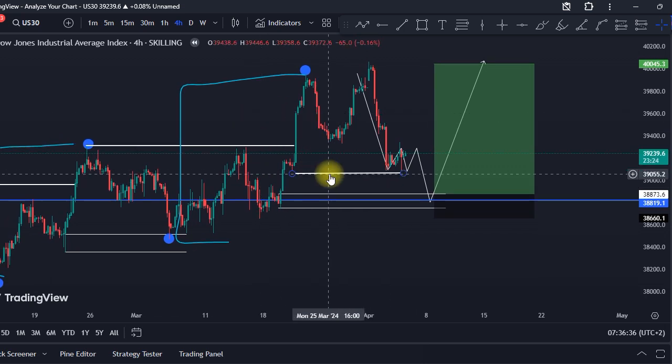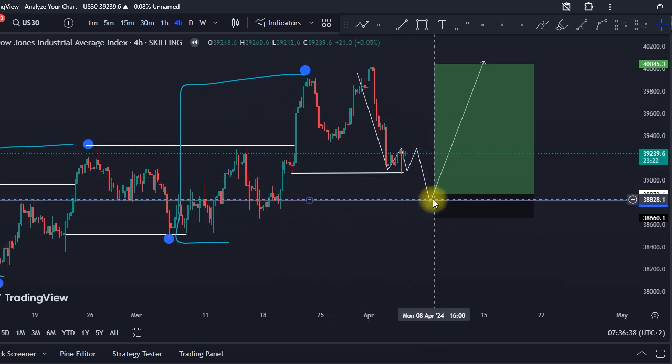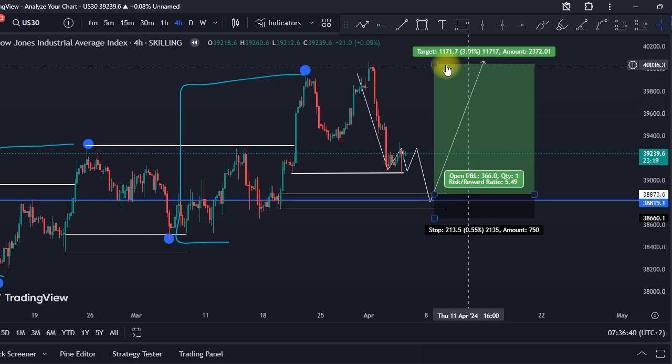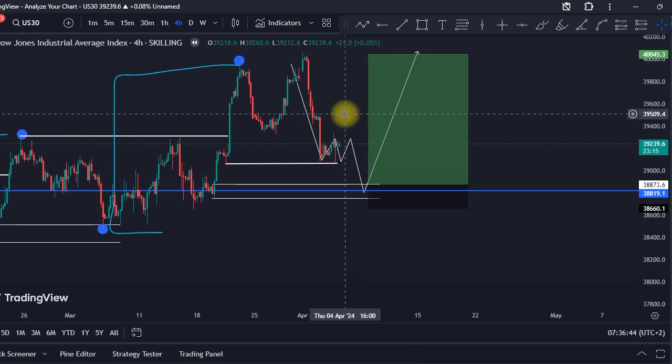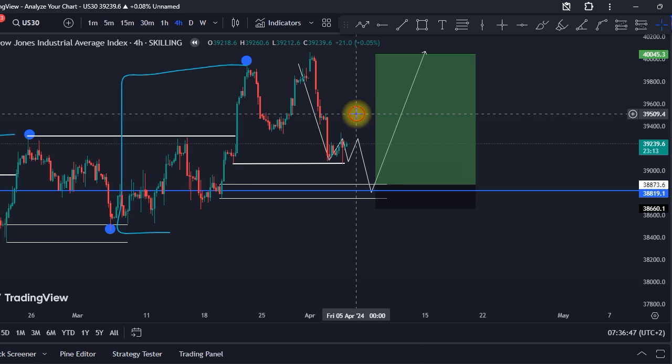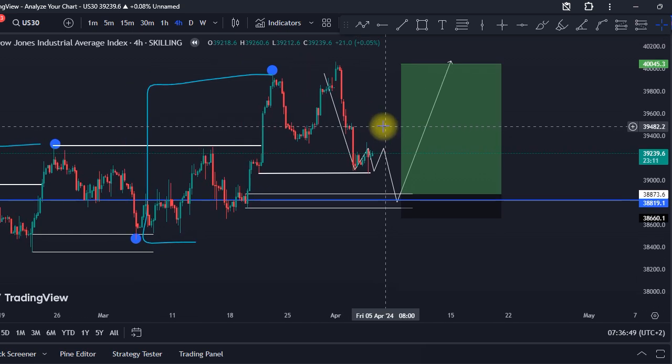I think people should look for buying opportunities from this level all the way to the upside, and then you can hold this trade. I think it can play out within a week or two, and then after that you're gonna be in deep profit.